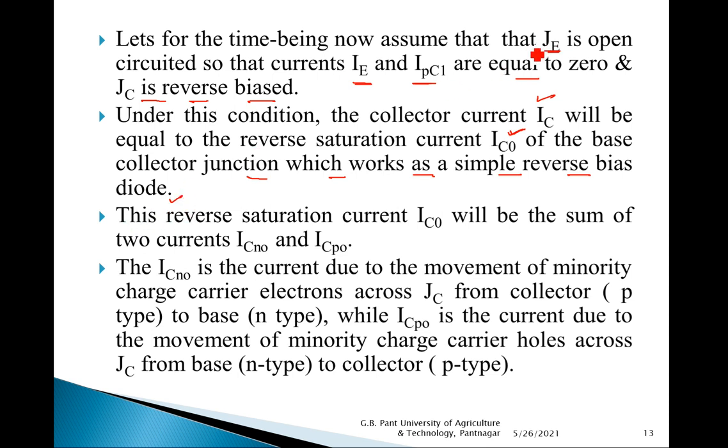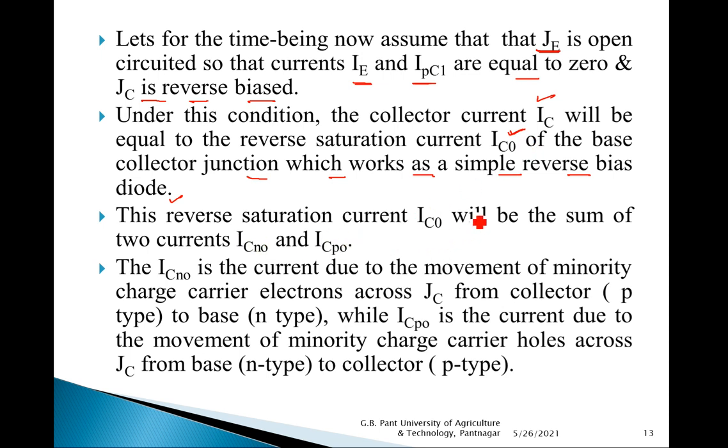which simply works as a reverse bias diode. So you know that we are now considering that JE is open circuited, and we have simply connected the biasing voltage across the collector junction JC, which is in reverse bias. So it simply behaves as a PN junction diode, and the collector current will now not be dependent on your emitter current, but instead it will be simply dependent on the reverse saturation current, or ICO.